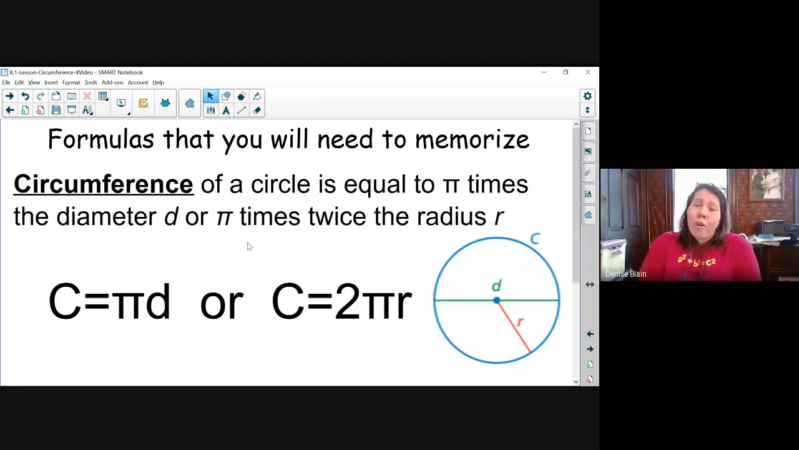There are two different formulas for circumference. The first one is multiplying pi times the diameter. The second one is multiplying pi times the radius and then multiplying that product by 2. Both of these equations are on the screen. And they are also on the PDF that I included in Google Classroom.